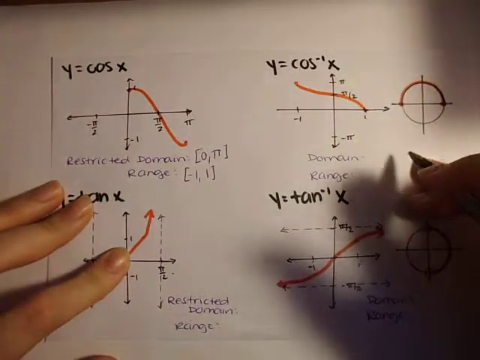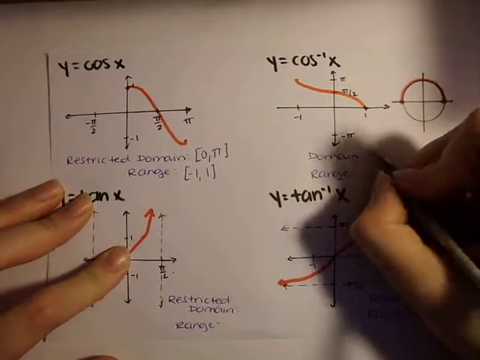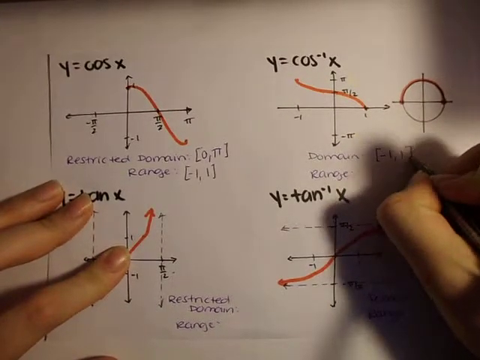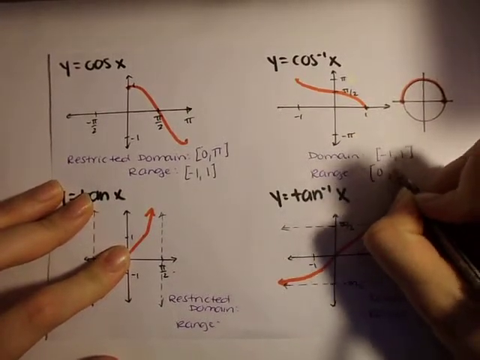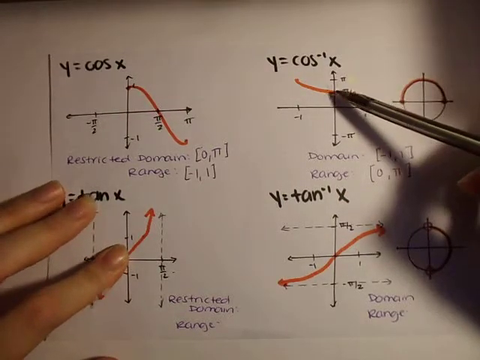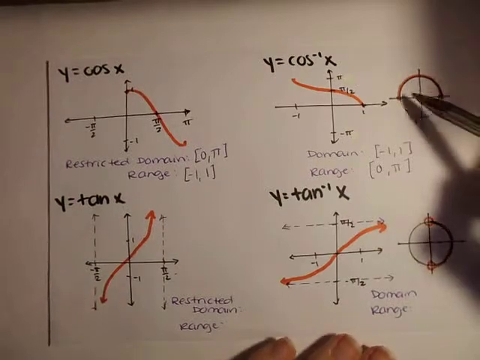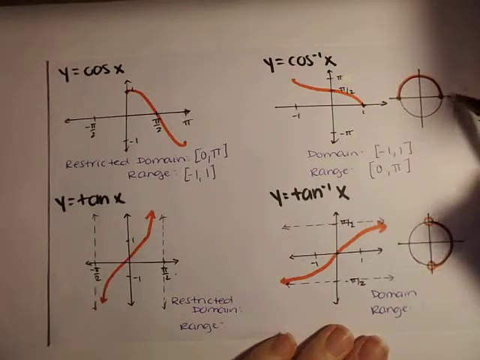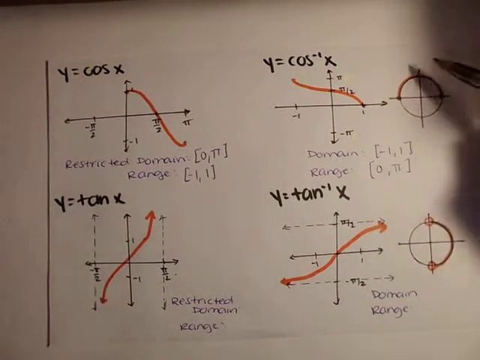So when we find the inverse, we switch the domain and range, negative 1 to 1, 0 to pi. Okay, and it's going to cross here at the pi over 2. And notice the section of the circle we're looking at is that top half of the circle.